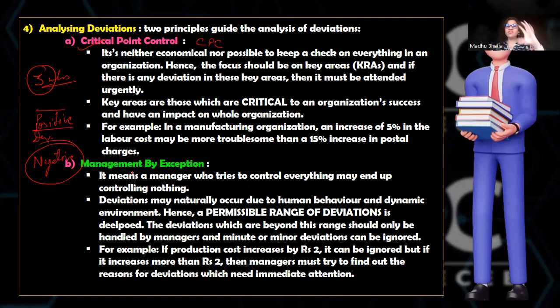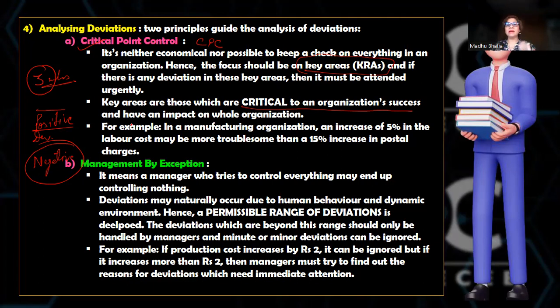Now what is CPC? Whatever is visible on your screen, you can take a screenshot of it, and this is exactly what should go into the answer. It says that it is neither economic nor possible for the managers to keep a check on each and every area, each and every aspect, each and every function of an organization. Therefore, the focus of the managers should be on the most important areas, which are called key result areas, KRAs. It's not key areas, it is key result areas. These key result areas are critical to an organization's success, because if anything goes wrong at these points, then the entire organization is going to suffer.